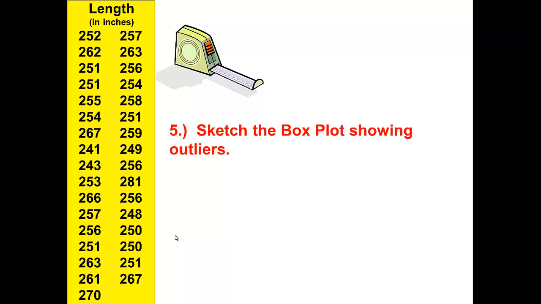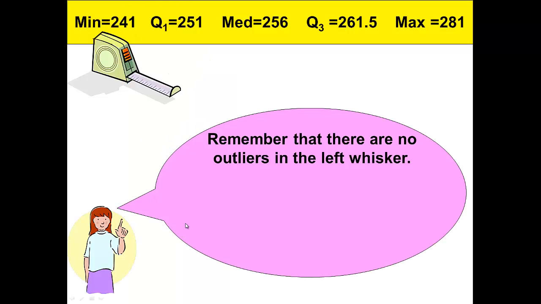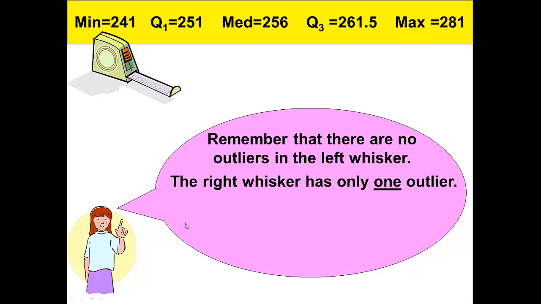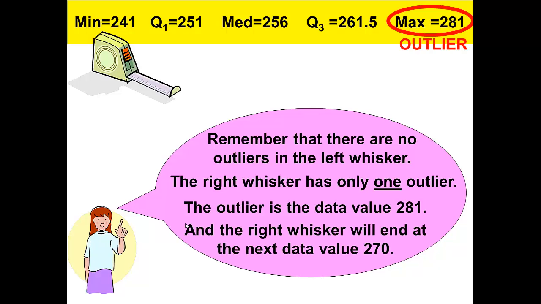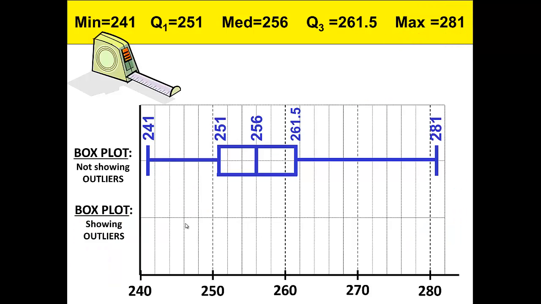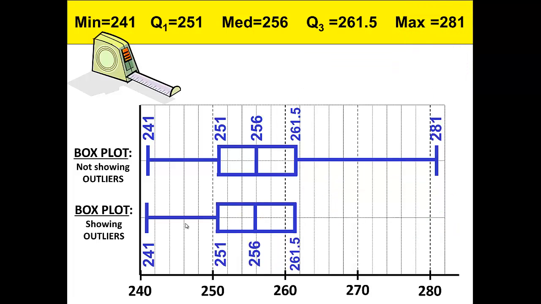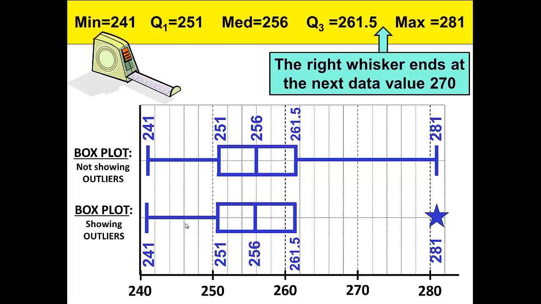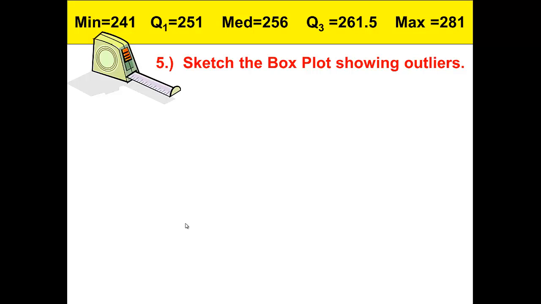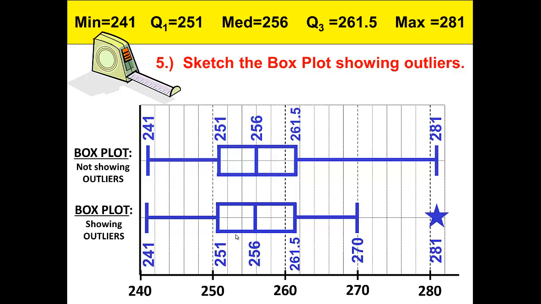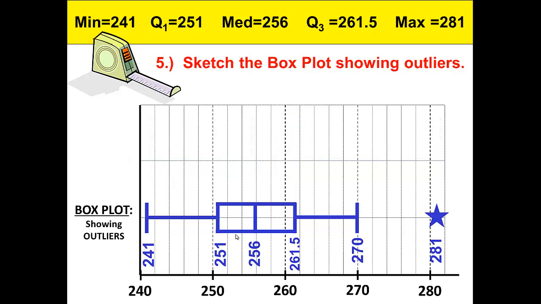And we will now sketch the box plot showing that outlier. Remember, there are no outliers in the left whisker, and the right whisker has only the one outlier. And the outlier is the data value 281. The next right whisker will end at 270. Only the right whisker will change. So the left part of the plot stays the same. Put a star at 281. The right whisker ends at the next data value at 270. And we've answered that. Sketch the box plot showing the outliers.